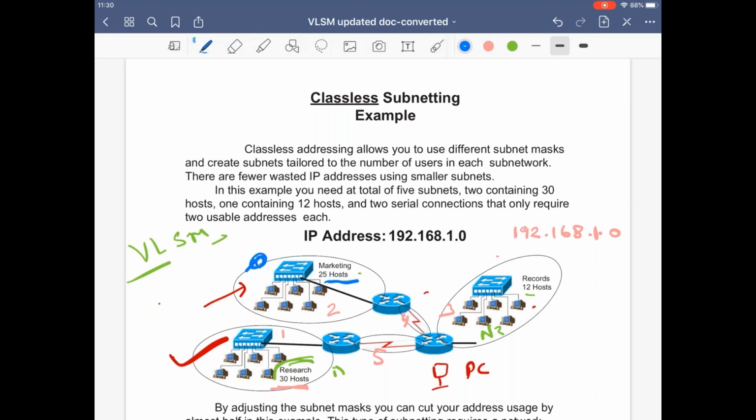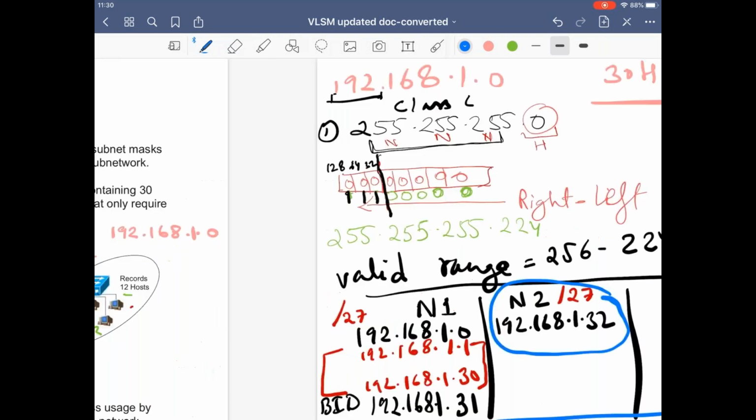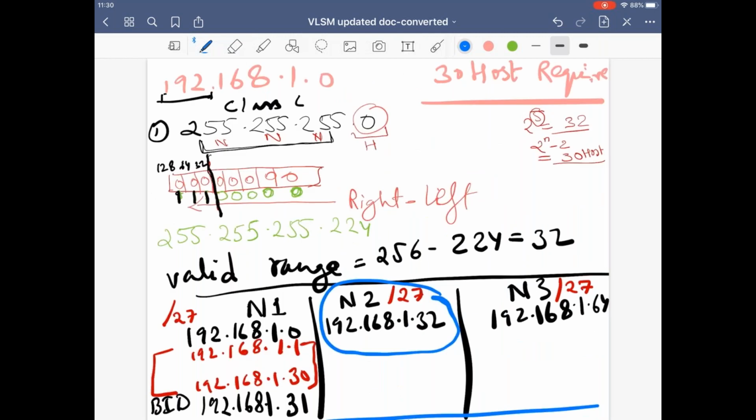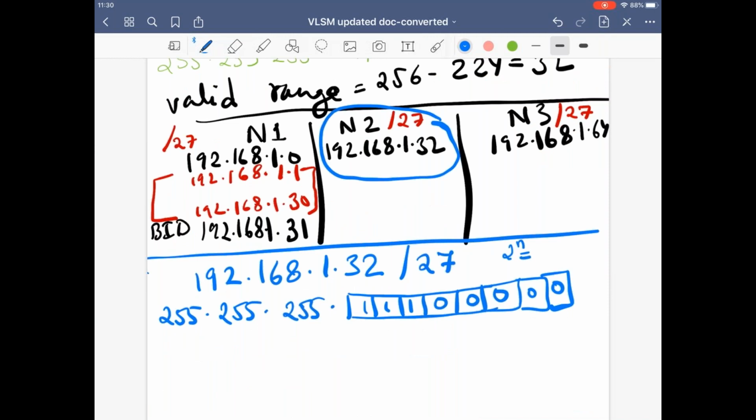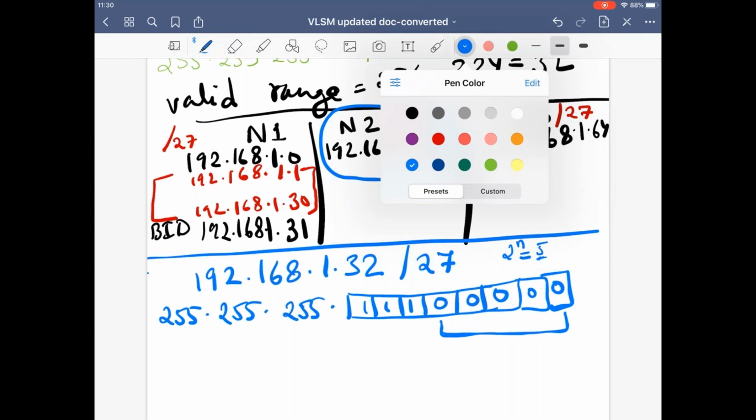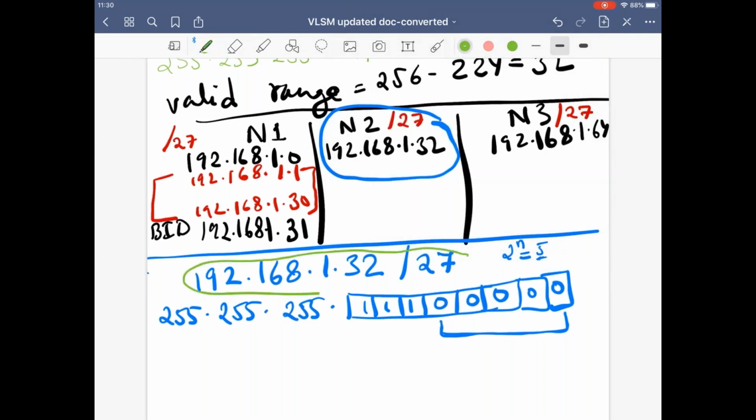So for 25 hosts, to fulfill this requirement, 2 to the power n, how much do we require? We need 5 bits. 2 to the power 5 is 32. Here we already have 5, so we can use this network for our second requirement with the same slash value, /27.